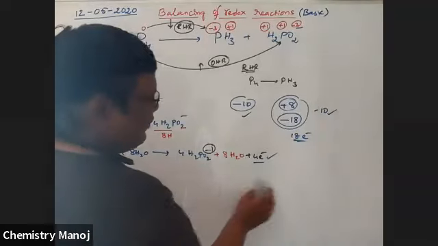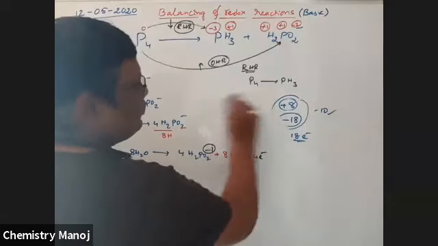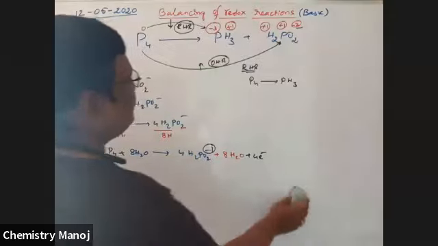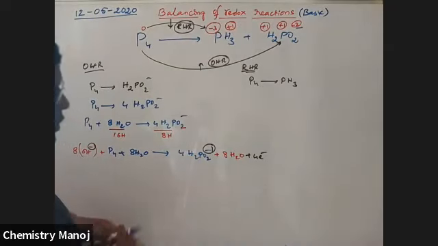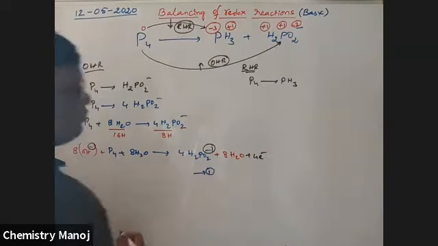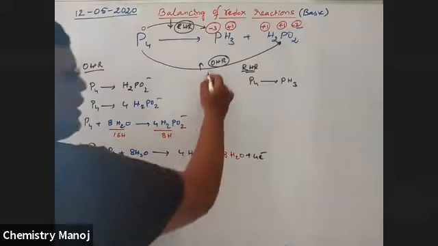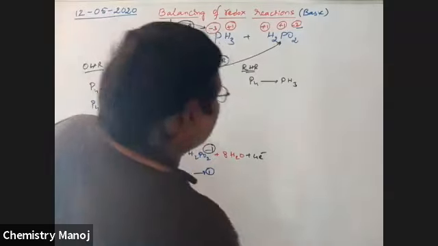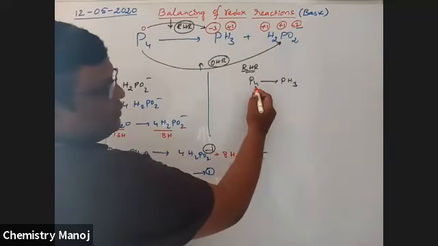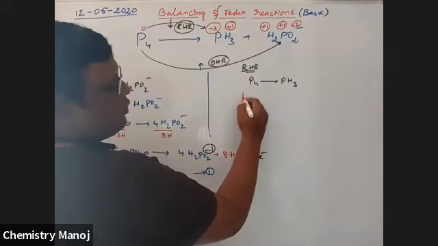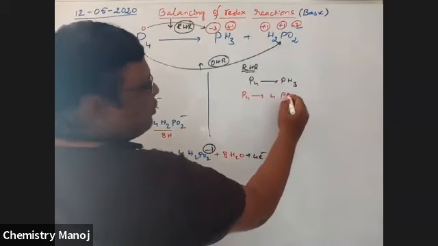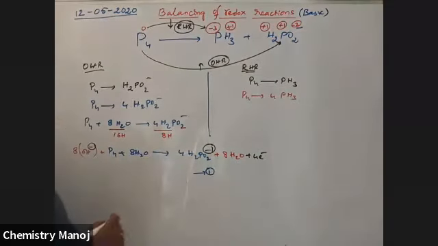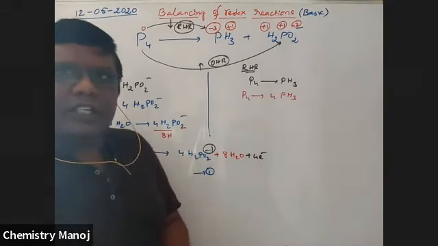So let it be the first equation. Now similarly, balance this reduction reaction also. 4 phosphorus, only 1 phosphorus. Now P4 gives 4 PH3. Multiply that value with 4. Phosphorus is balanced. There is no oxygen, that's why water is not required.